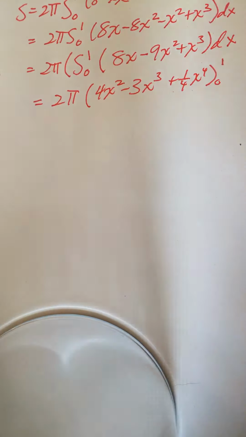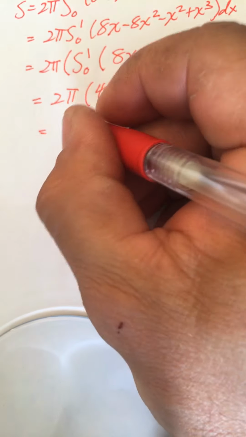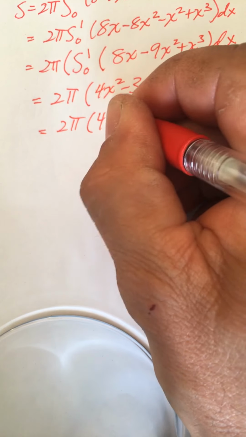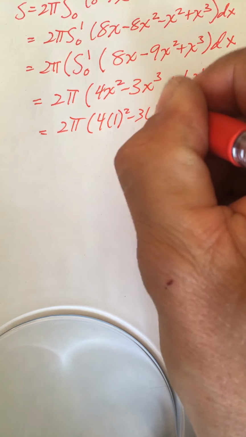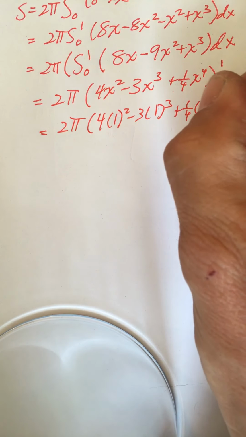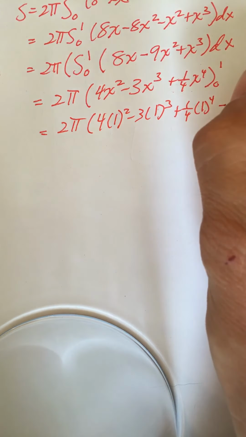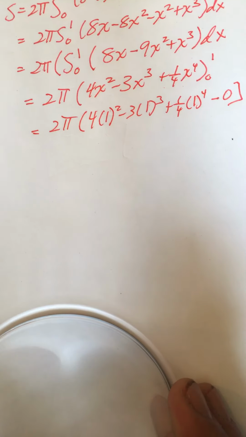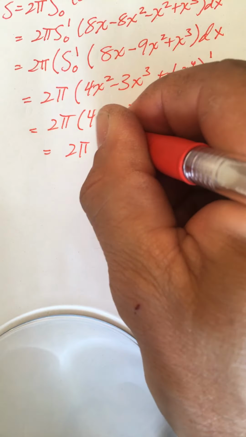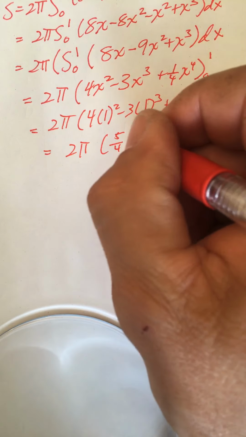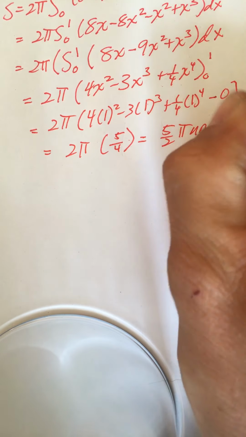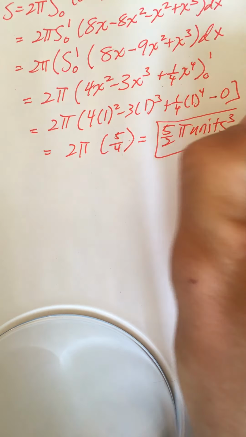Okay, so we'll keep this idea here. We got 2 pi, we're going to plug in 1, it's the upper bound. Minus the lower bound, which is 0. And we end up with 2 pi times 5/4, which is 5/2 pi units cubed.